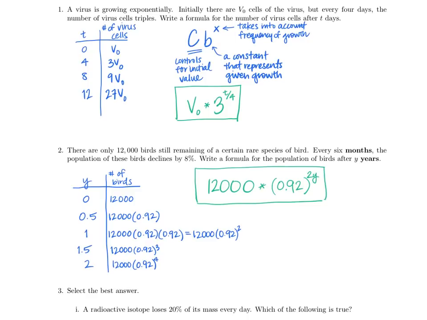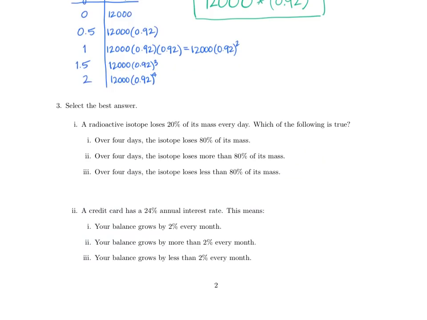Let's move along. These two questions are very interesting. They are general ideas and concepts around exponential growth and decay. Let's take a look. It says, suppose a radioactive isotope loses 20% of its mass every day. Which of the following is true? Over 4 days, it loses 80% of its mass. Over 4 days, it loses more than 80% of its mass. Or over 4 days, it loses less than 80% of its mass.